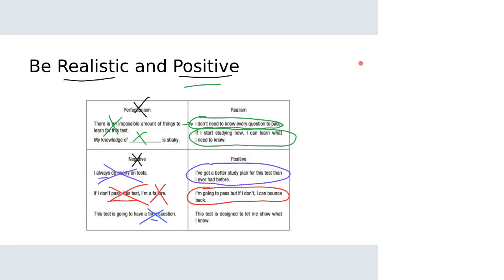My favorite thing on this whole page is this one down here at the bottom right. This test is designed to let me show what I know. Maybe you struggled during a class meeting with the topic, or when you were doing problems from the book, or on a quiz. And you're like, dang it, I know how to do this. Why can't I get these questions right? Well, you know what? Now you have a chance to prove it. It's a chance for you to say, maybe I did struggle before, but I know how to do it now, and I'm going to prove it.